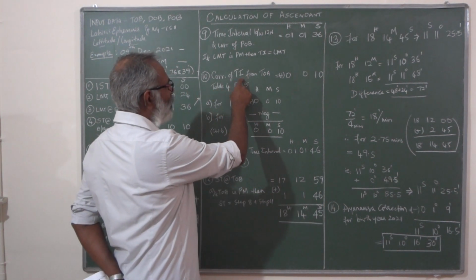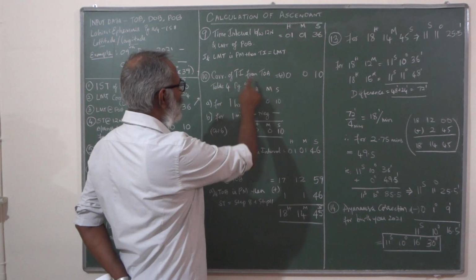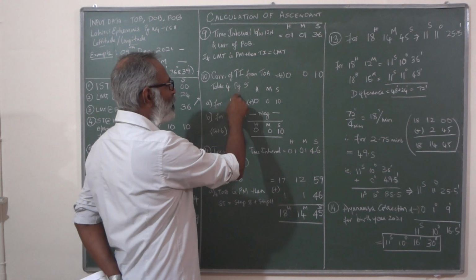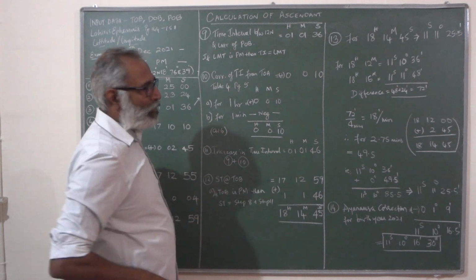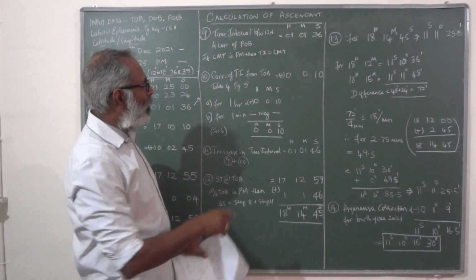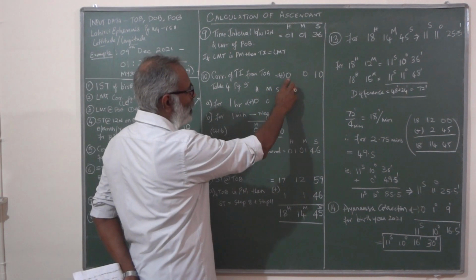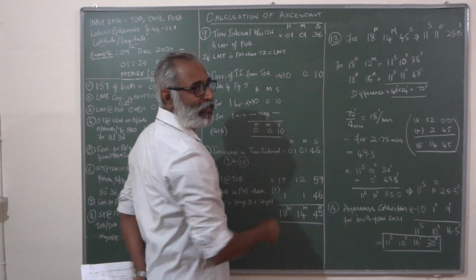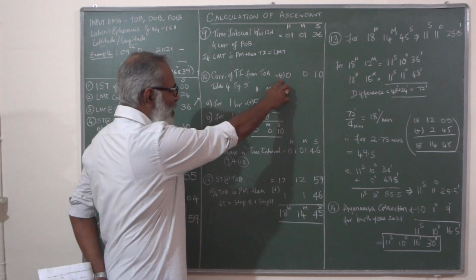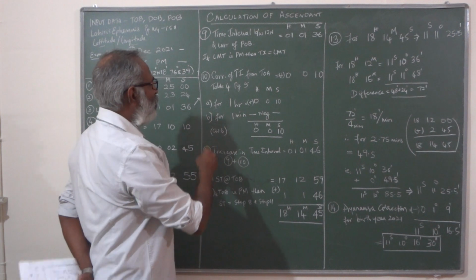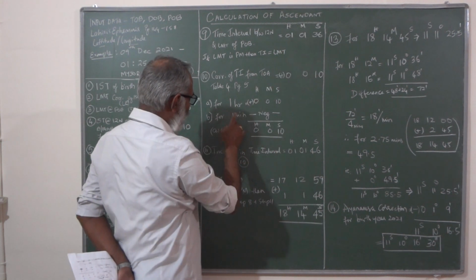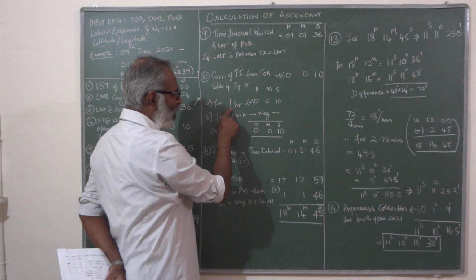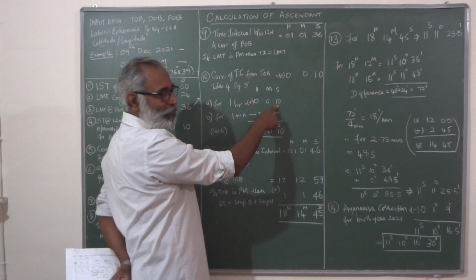So the correction of time interval from Table of Ascendants, table number 4, page number 5, for that year of birth, if you do it, you will get plus 10 seconds. You will only get 10 seconds of correction, but that is additional. So, how do you get this 10 seconds? For 1 hour, the correction is 10 seconds.